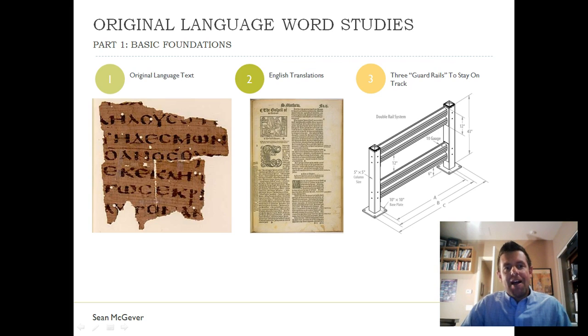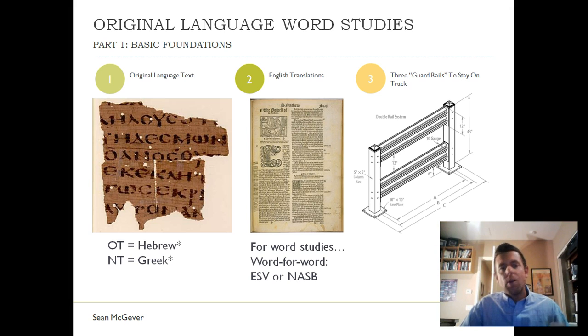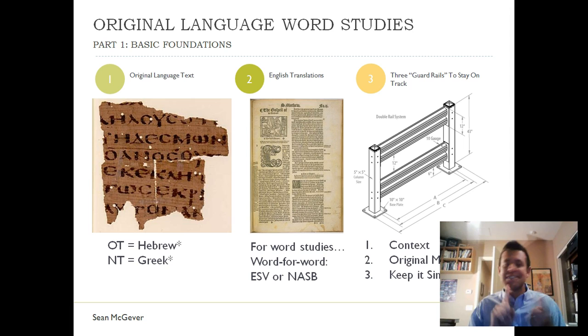So just to review, for part one, the basic foundations: make sure that we focus on the original language text. In the Old Testament, that's going to be Hebrew. In the New Testament, that's going to be Greek. There are a couple places where there's Aramaic, but for now, we're going to leave those aside. Second, we're going to use a quality word-for-word translation, a formal equivalence English translation, so the ESV or the NASB. Last, the three guardrails to keep you on track are to focus on context, the original meaning, and just keep it simple.